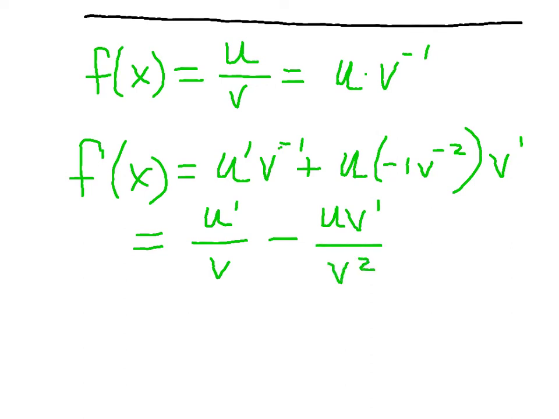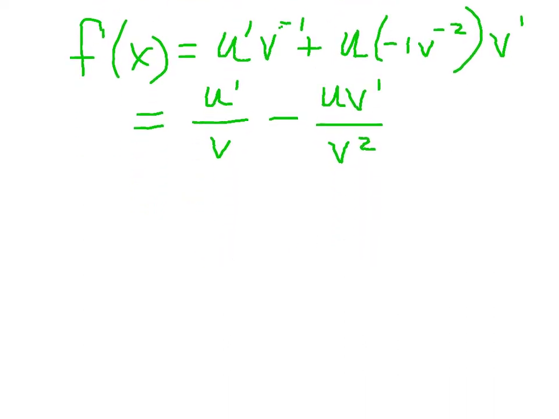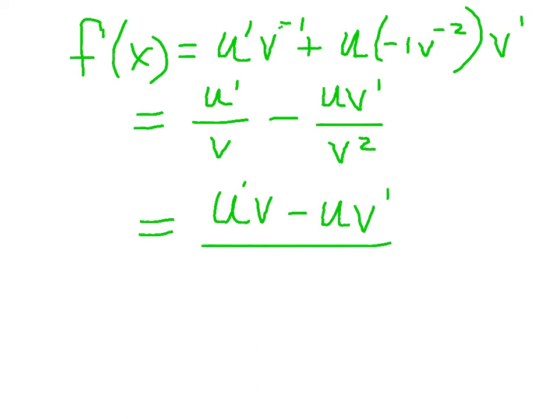Now you might remember from your algebra days that in order to do this subtraction we need common denominators. So we'll multiply this denominator by v and then that numerator by v, and then we'll be able to subtract those fractions. So here goes. We're going to get u prime v minus uv prime all over v squared. And that checks out. That's exactly the quotient rule that we had used a little bit earlier.